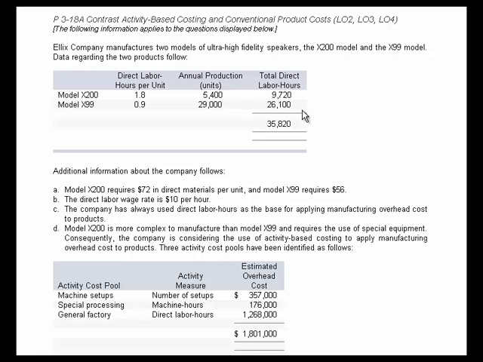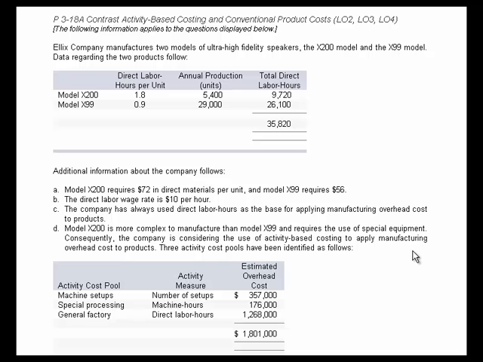We see the total labor hour cost, and over here we see what the direct labor hours per unit are, which is 1.8 and 0.9. So total information says the total direct labor hours are 35,820. We also know that model X200 requires $72 in direct materials per unit cost. The direct labor rate is $10 an hour. The company has always used direct labor costs as the base for applying manufacturing overhead cost.